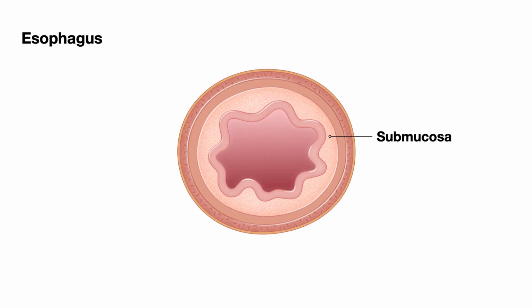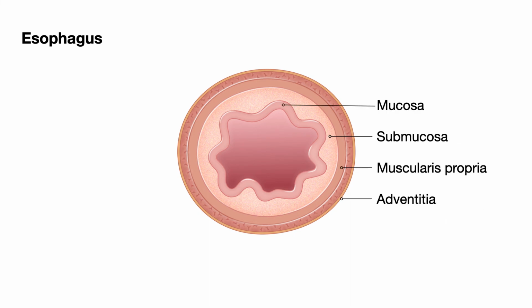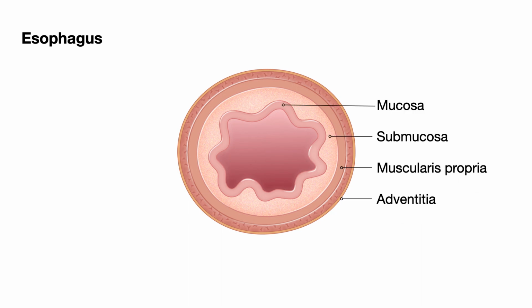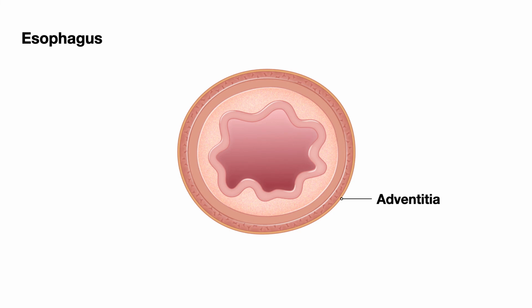Submucosa has a lot of connective tissue, a loose tissue that contains blood vessels, lymphatics, and nerves and glands. And then outside the submucosa, you have muscularis propria, and it contains an inner circular muscle and an outer longitudinal muscle. And these muscles are important to move the esophagus or to push food down. And outside the muscle, you have adventitia. It is a connective tissue that connects the esophagus to various organs inside the chest.